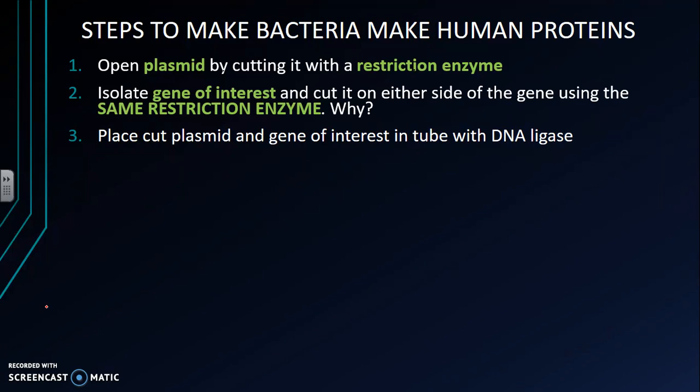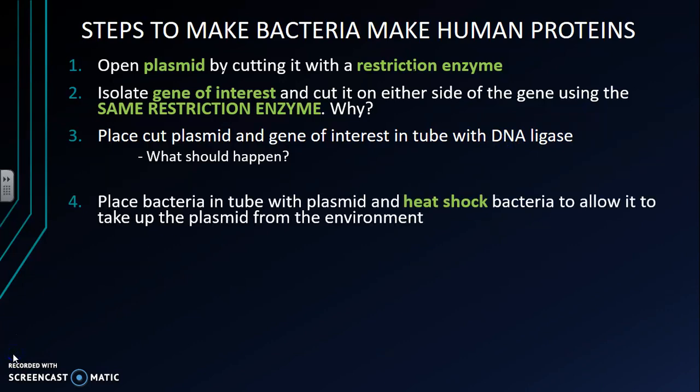Once you've done this, you're going to need to place the cut plasmid and the gene of interest in a tube with DNA ligase. What's going to happen is that the sticky ends of the plasmid and the sticky ends of the gene are going to anneal, because they're complementary and can hydrogen bond, and then DNA ligase is going to bond the sugar phosphate backbones together, so you have an intact DNA strand. Again, because the sticky ends are complementary, the plasmid and gene of interest are going to hydrogen bond to each other, and then DNA ligase will glue together the phosphate sugar backbone.